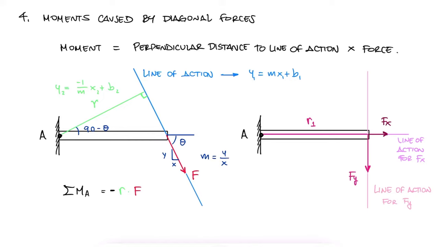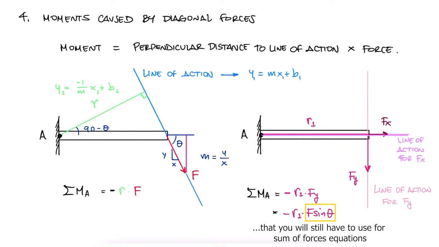Notice that in this case, the perpendicular distance from A to the line of action of Fx is 0, so the sum of moments about A only has one term due to Fy, negative because it's a clockwise rotation, and simpler to find the value of than the r distance in green. Notice that in this case, all you're doing is finding components of a force by using the trig functions that you constantly use for everything else statics related.